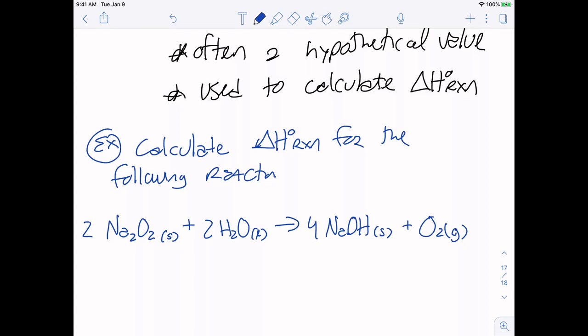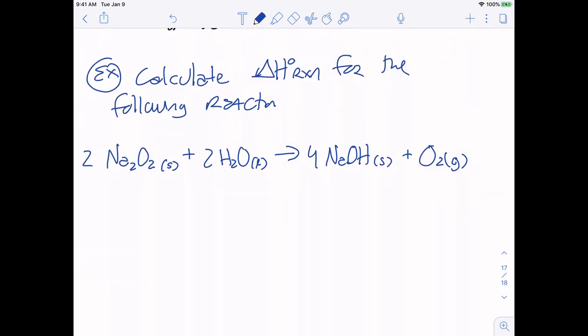And then we're going to be given our standard heats of formation, so we'll be given the values. They generally would be provided with the problem. If they're not, then you can look them up. There is an appendix in our book where you can find those values. I'll generally just give them to you with the problem though.